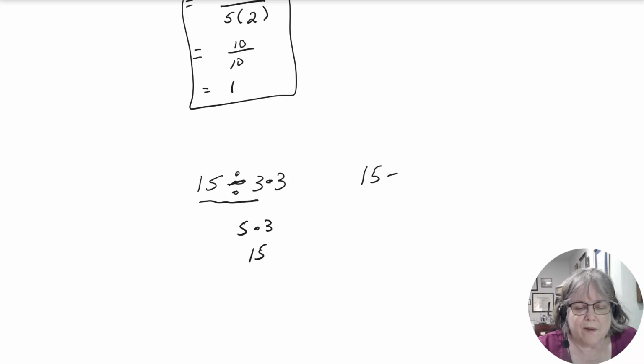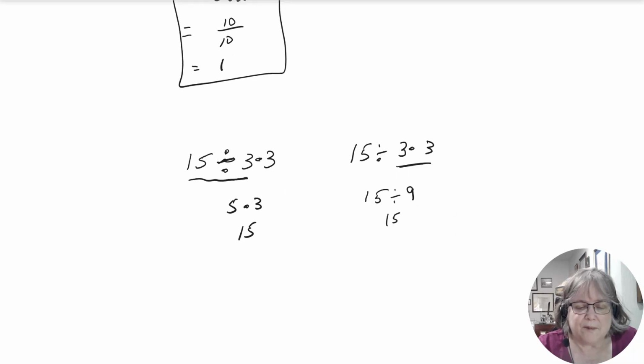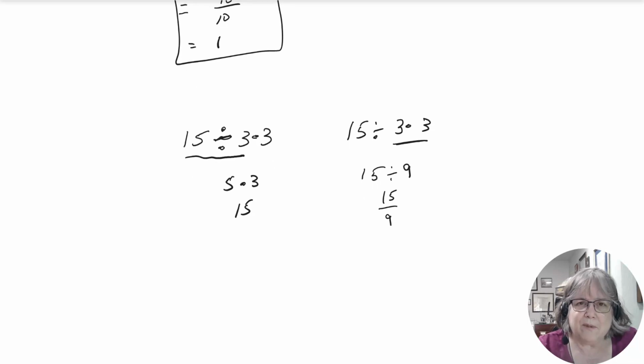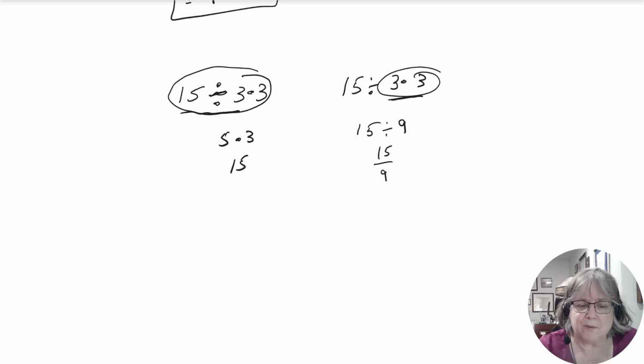Sometimes people say, okay, what if I wanted to go down here and find this part first? That would be 9, right? So you would have 15 divided by 9, which is some strange fraction, and you'd get 15/9. See how you get different answers going different ways? So if you have multiplication and division, you have to do them left to right. You can't just jump down here because you like multiplication better.